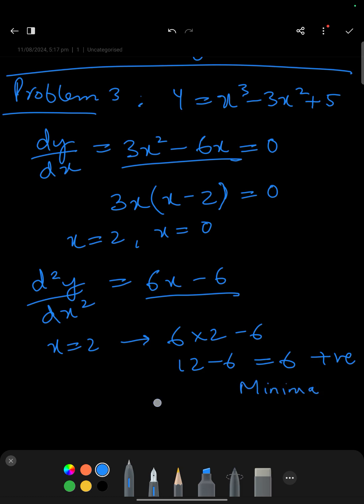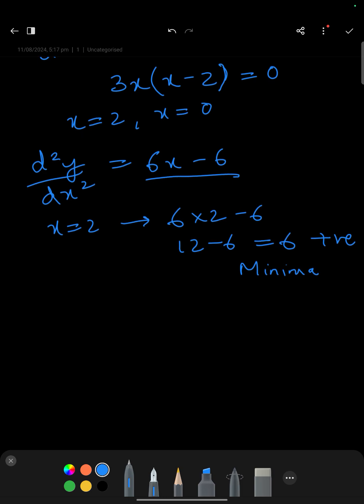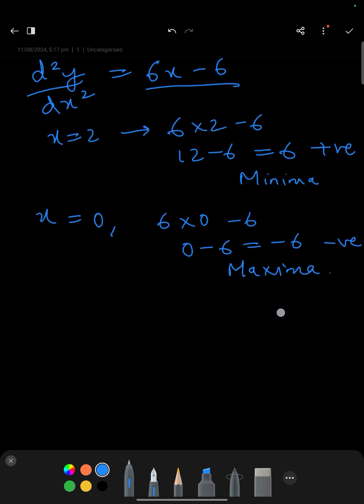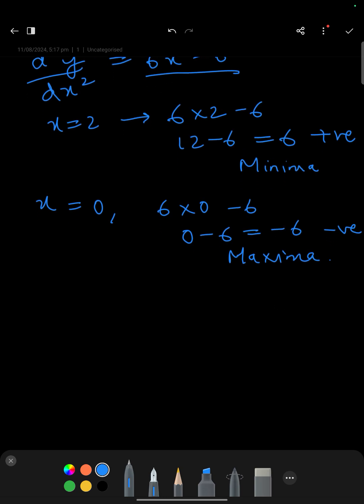When x is equal to 2, y is at minima, and when x is equal to 0, let's see, 6 into 0 minus 6, it will be minus 6, so it is negative, means when x is equal to 0, y is at maxima. So here we solved this. Now let us see another example.